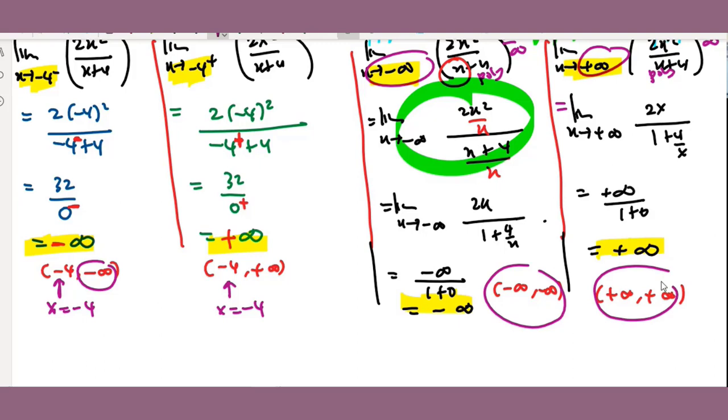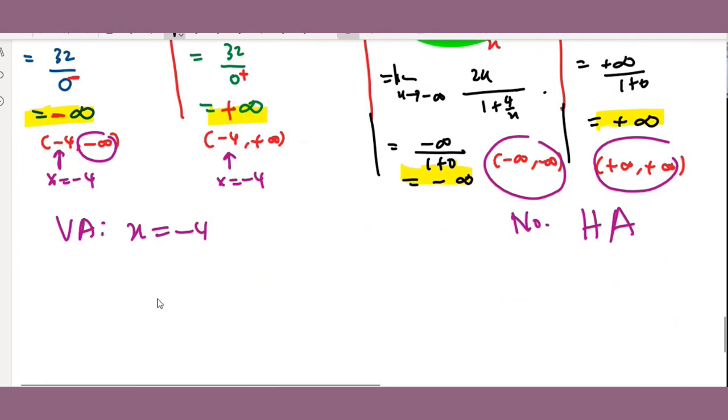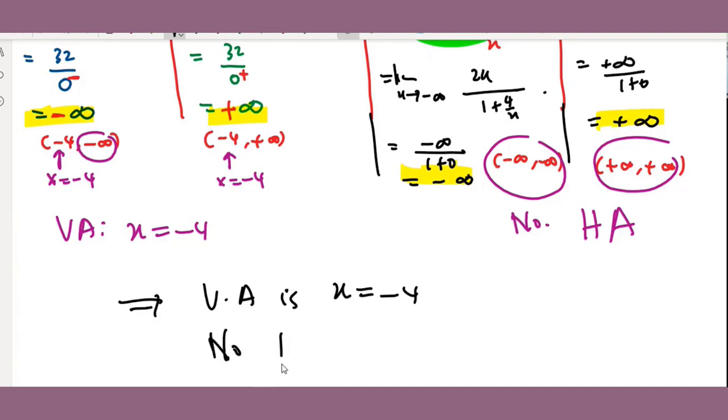Infinity, infinity, no value. So there is no horizontal asymptote. No value means that the graph diverges, right? With infinity, this is a vertical asymptote at x equal to negative 4. It has a value, so this is a vertical asymptote. This one has no value, so there is no horizontal asymptote. Conclusion for this function: the vertical asymptote is x equal to negative 4, and no horizontal asymptote. Done.